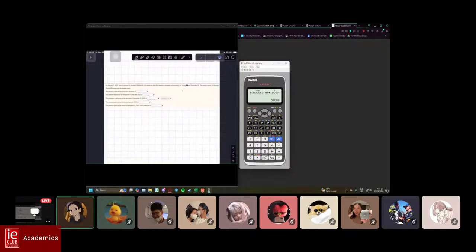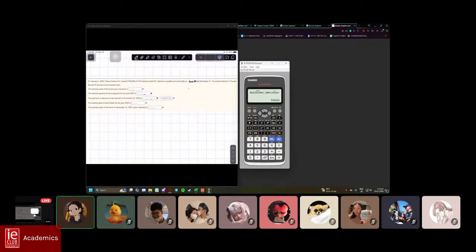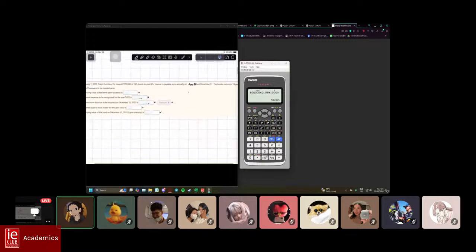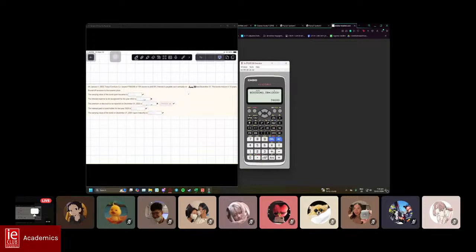So this is the item on present value and bonds from Sir A's quiz. On January 1, 2022, Tokyo Furniture Company issued 700,000 of 10% bonds to yield 8%. Interest is payable semi-annually on June 30 and December 31. This is a correction, I corrected it. The bonds mature in 10 years. Round off answers to the nearest peso.